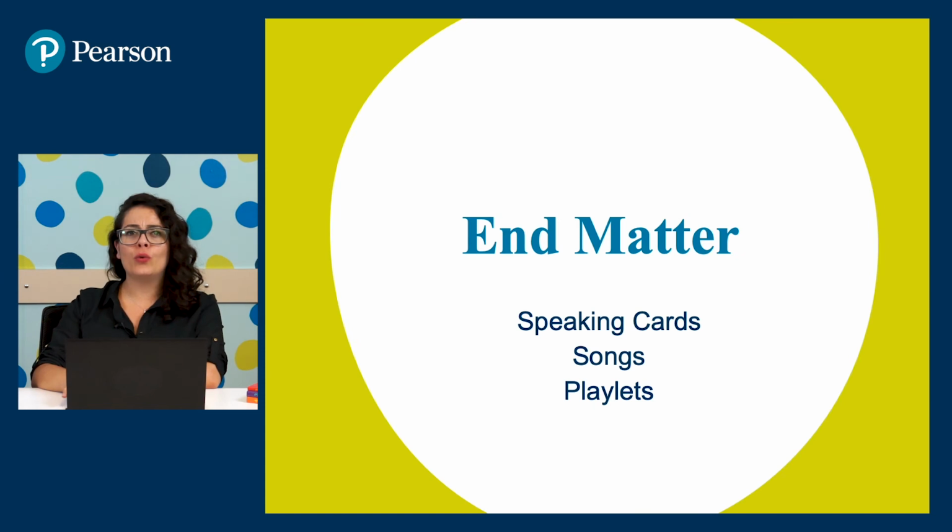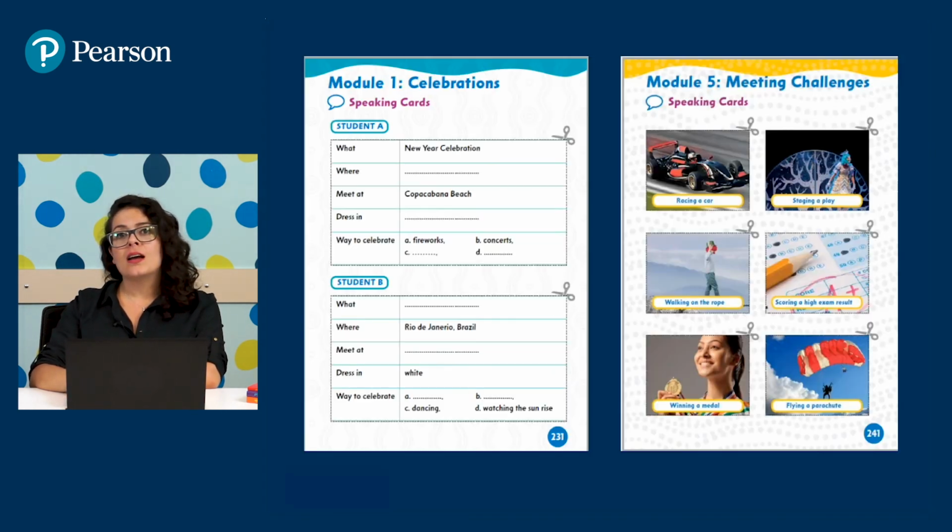Having had a unit walkthrough and explored what is included in a unit, let's see what else we can find in the End Matter. Speaking cards are designed to be used in the speaking part, which comes right after the first reading. Different kinds of activities are included for learners to communicate successfully with their peers. Sometimes role cards, sometimes picture cards or question cards can be found.